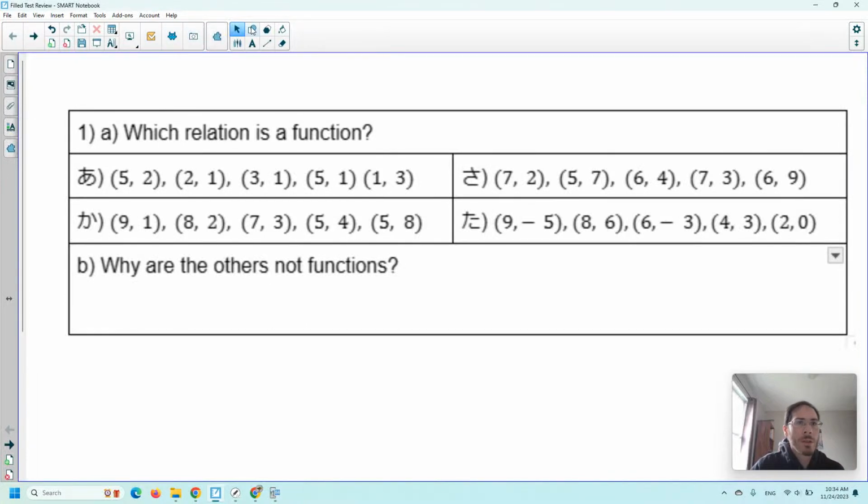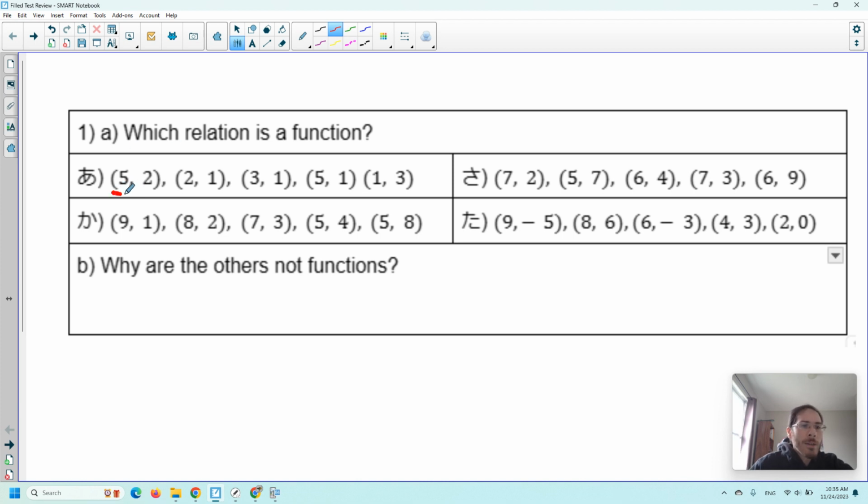All right, so this is the Unit 3 test review, so let's check out what we got here. First question just asks, which relation is not a function? So just pick which one is not a function. What we're going to do is look at our inputs. We're going to look at all the x coordinates, and we're going to make sure that they're all unique.